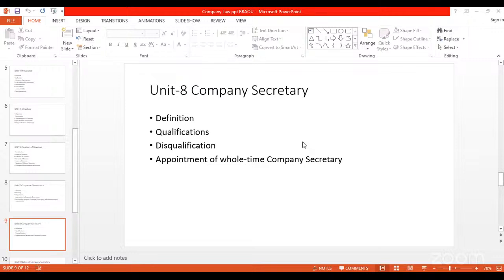Now, we'll discuss the appointment of company secretary. Well, every company having a paid up share capital of 5 crores or more shall have a whole time company secretary. A company secretary shall be appointed by means of passing a resolution of the board of directors.